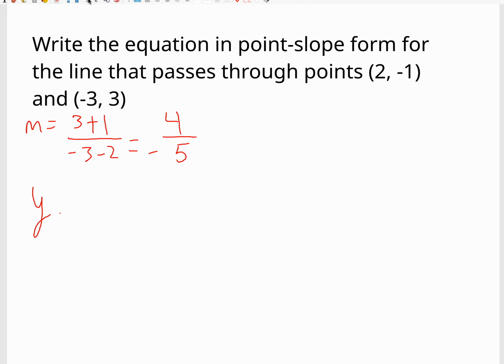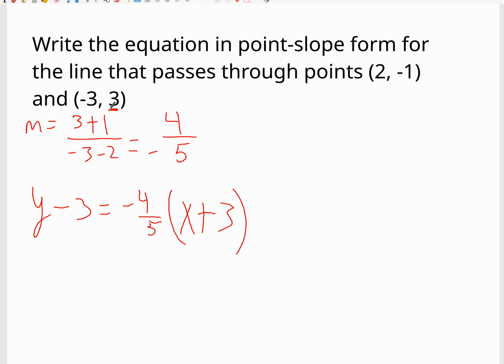y minus 3 equals -4/5 x plus. No, negative. It's 4, and you said y1 take away y2, right? Okay, let's hold on, let me answer one question at a time. So y minus 3, this is my point slope equation now. So y minus y1, and then x minus x1, so x plus 3. So I've got the y and the x in the right place.